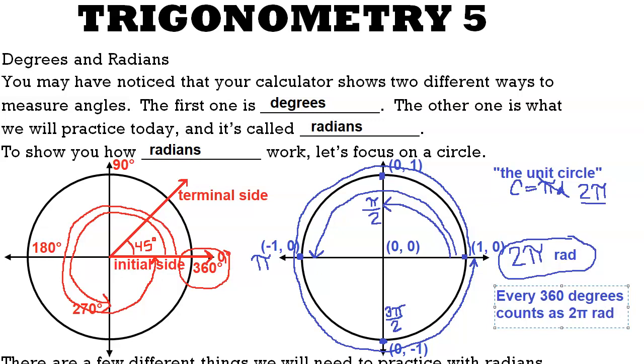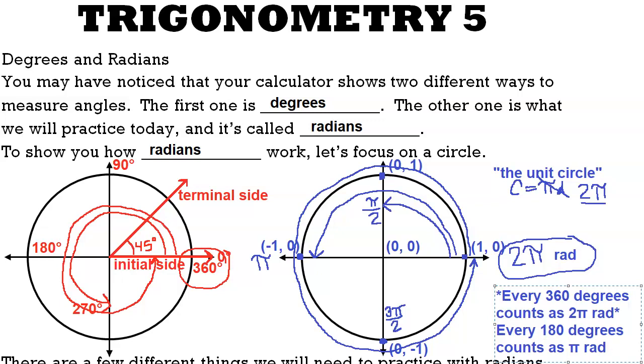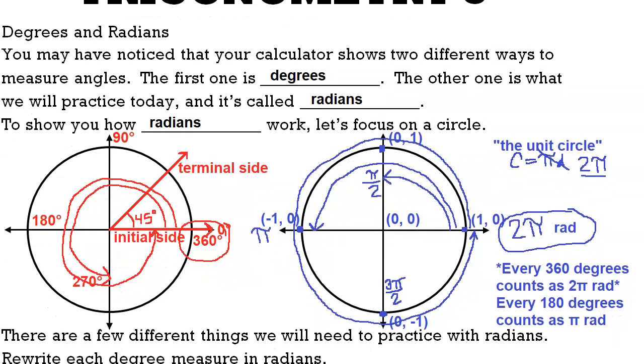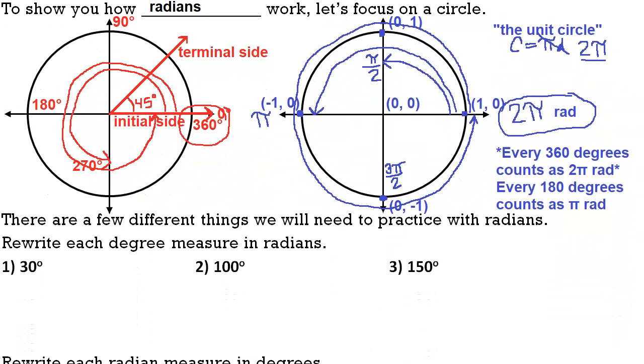Now, we probably need to clean that up a little bit. Every 360 counts as 2 pi because making it around the circle would take a distance of 2 pi to make it happen. So let's try to clean that up a little bit. Let's say instead of every 360 counts as 2 pi, if 360 counts as 2, then that means every 180 degrees counts as 1 pi, which I'm just going to write pi. So hopefully you can kind of see where I'm coming from on this.